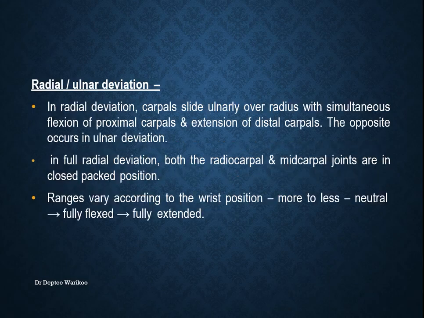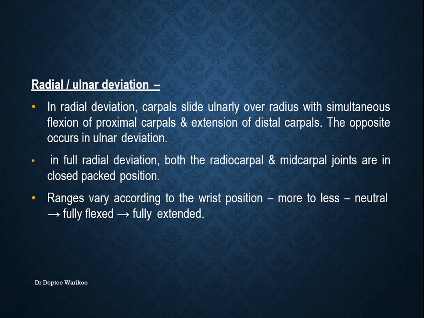The next movement is the radial and ulnar deviation. Radial and ulnar deviation of the wrist seems to be an even more complex but perhaps less varied motion than flexion extension. The carpals slide ulnarly over the radius with simultaneous flexion of the proximal carpals and extension of the distal carpals, and this occurs in radial deviation. Exactly the opposite occurs in ulnar deviation.